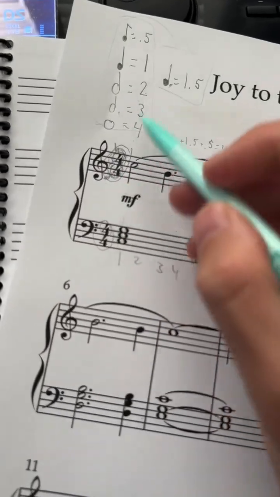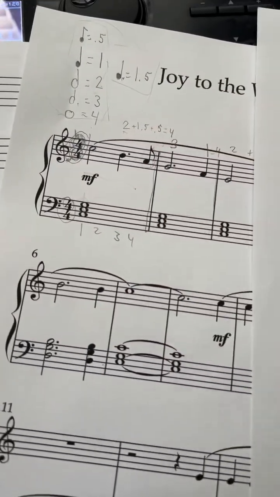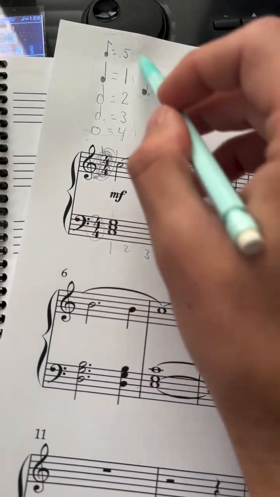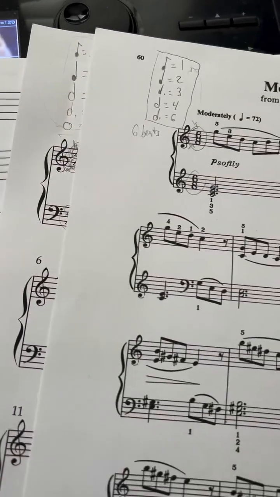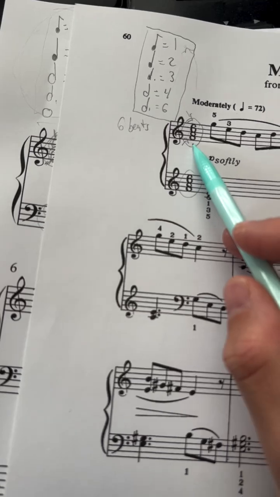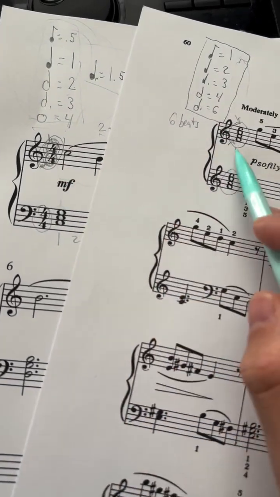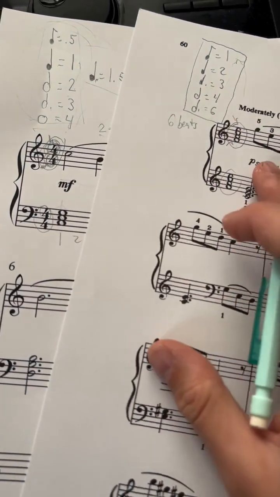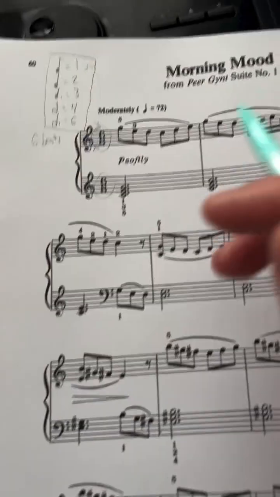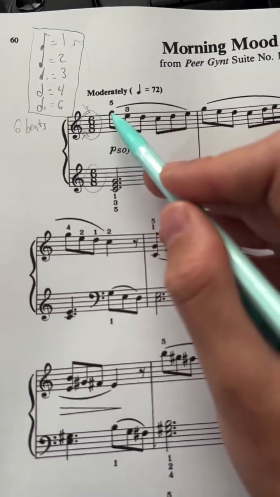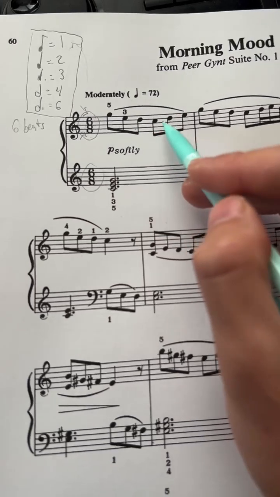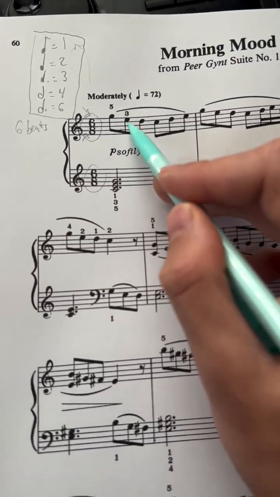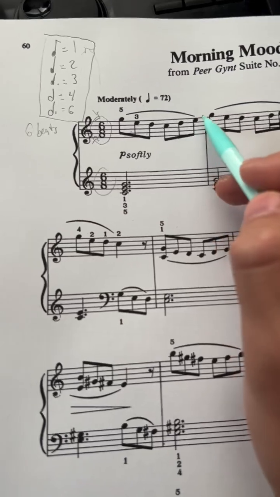A 4 on the bottom means a quarter note gets 1 beat. So I like to look at these as like your standard values. And then whenever the number on the bottom changes, if it's double, 4 times 2 is 8, all the values will now be double. And let's check if this math is correct. So here we have eighth note, eighth note, eighth note, eighth note, eighth note, eighth note. So 1 plus 1 plus 1 plus 1 plus 1 plus 1 equals 6.